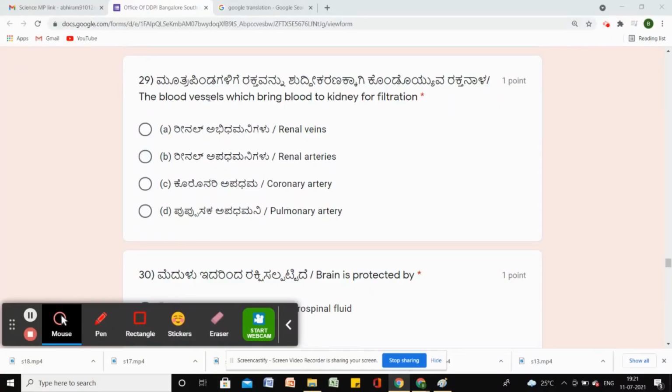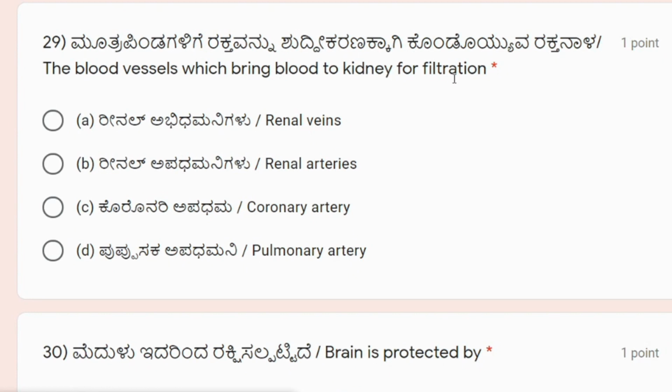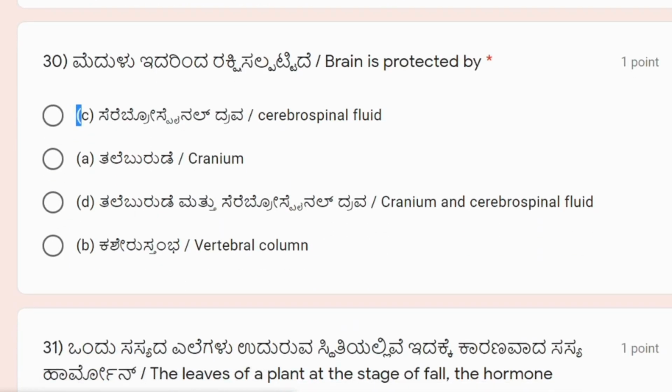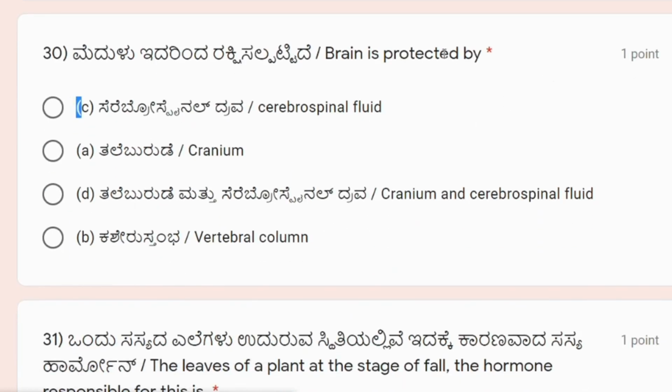29th question. The blood vessels which bring blood to kidney for filtration are renal veins, renal arteries, coronary artery, pulmonary artery. So renal arteries bring blood to kidney for filtration. Correct option for 29th question is B. We'll see 30th question. Brain is protected by both cranium and cerebrospinal fluid. Correct option for 30th question is cranium and cerebrospinal fluid.